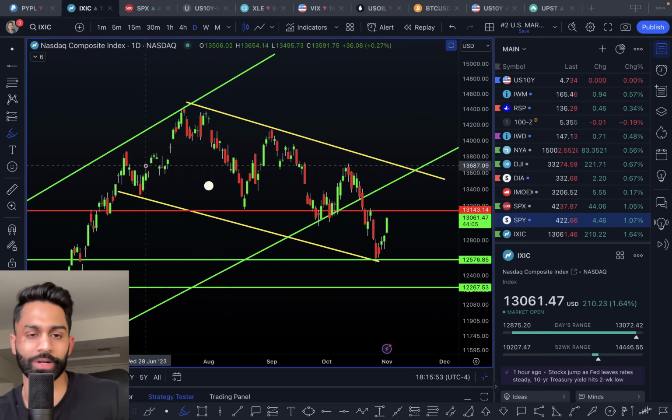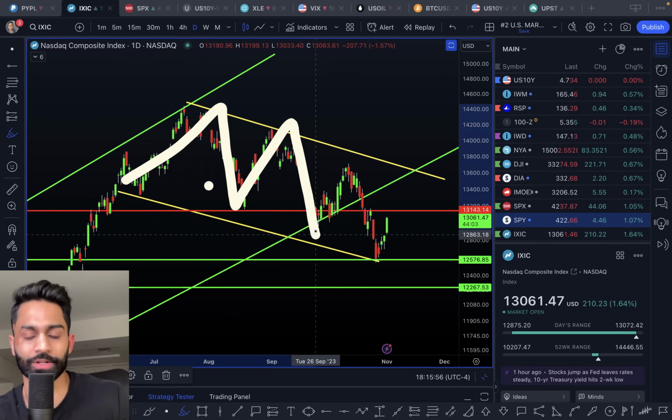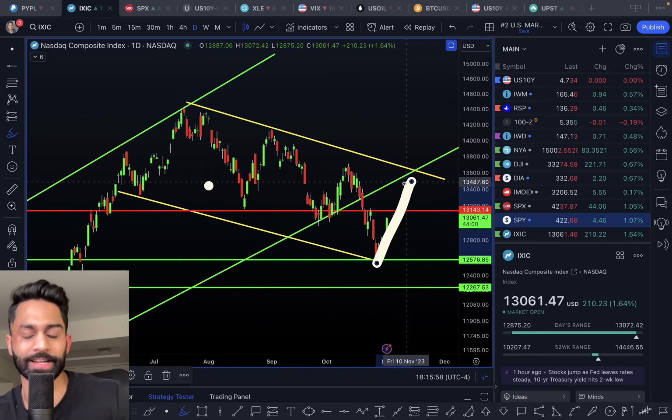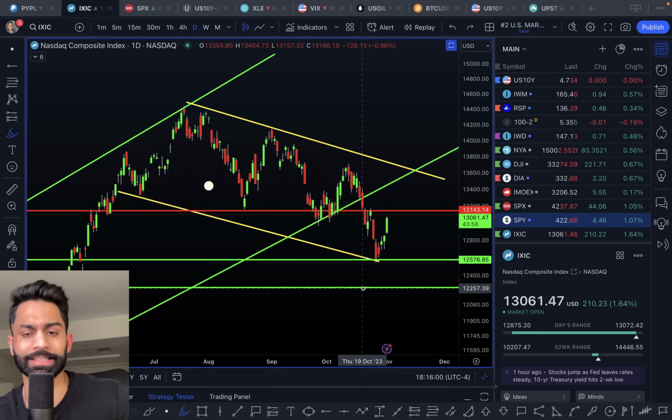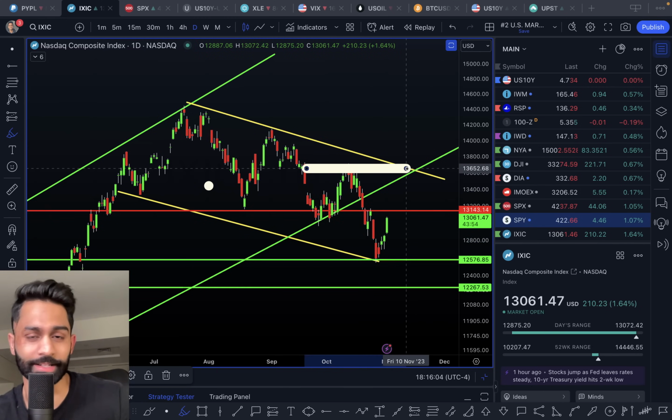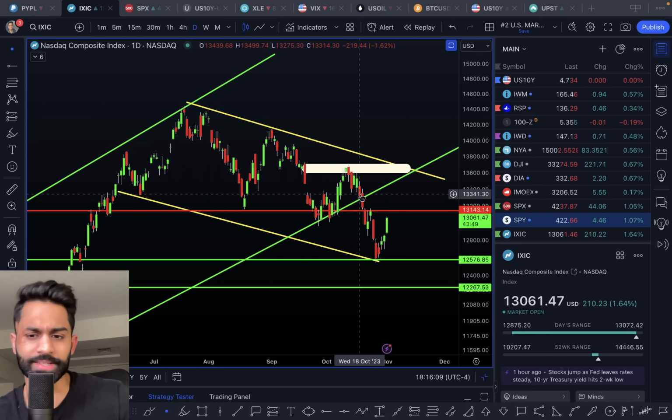Same thing with the NASDAQ as well. You can see that we are very much in the context of this downtrend, and we are seeing a very nice technical rebound for the NASDAQ, and the next resistance really is going to be 13,600. So those right there are going to be some levels to watch for this index.